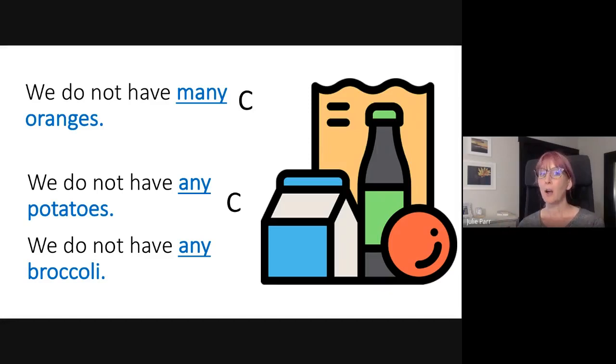Potatoes are countable. There are no potatoes. We say, we do not have any potatoes. Any is for no, for zero.